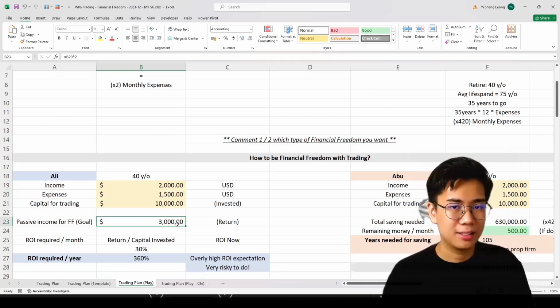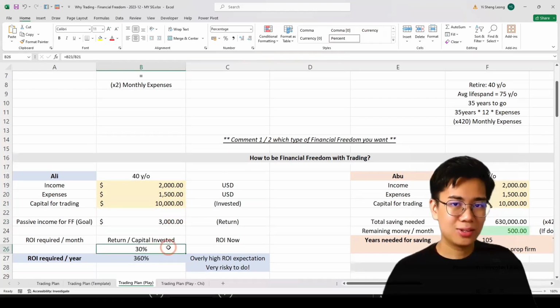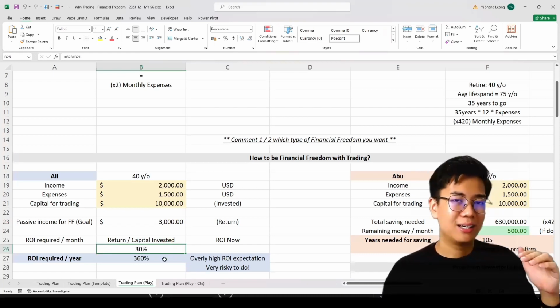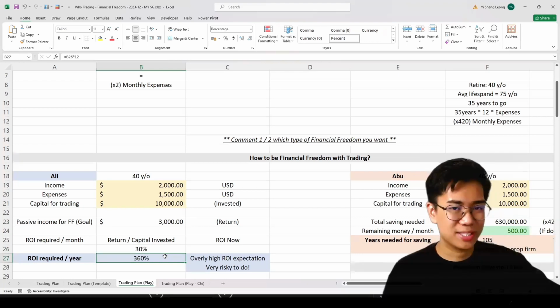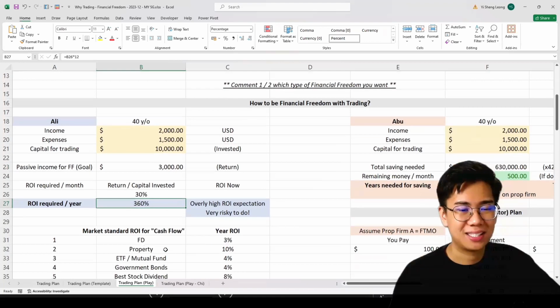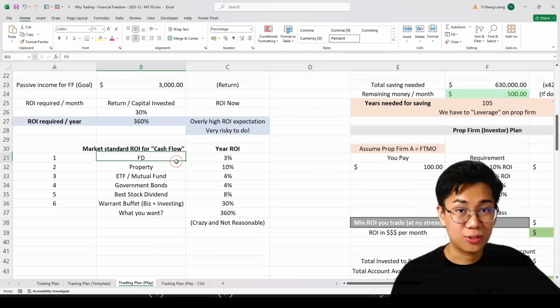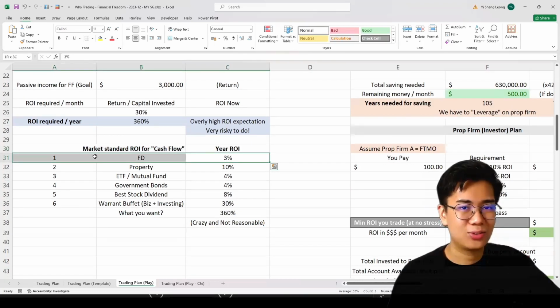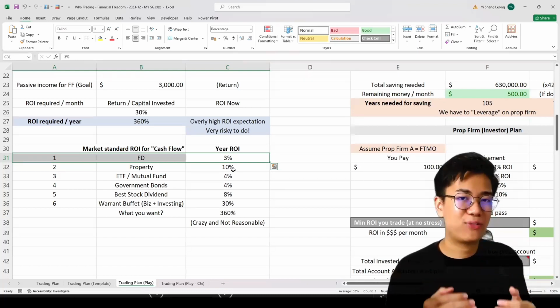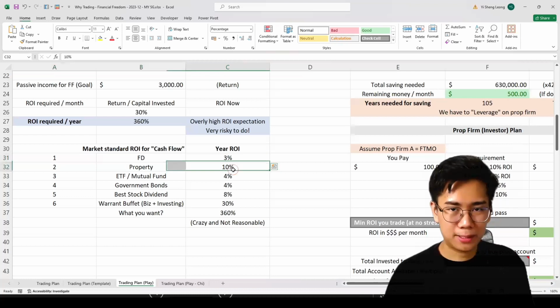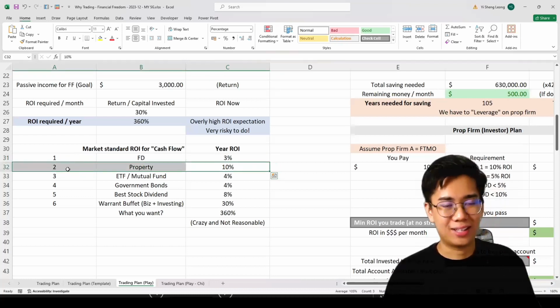Very logical. Okay? Meaning, this is your capital, this is your ROI, and you are aiming to achieve 30% ROI every month. In 1 year, 360% ROI. Not bad. Let's see. You go to a fixed deposit. Every year, you earn 3%. Standard. This is the market standard of a cash flow product. Property, Singapore pretty good. You can earn 10% per year. The maximum already.